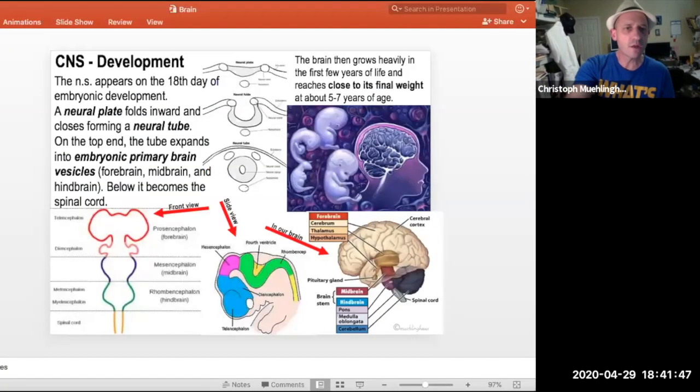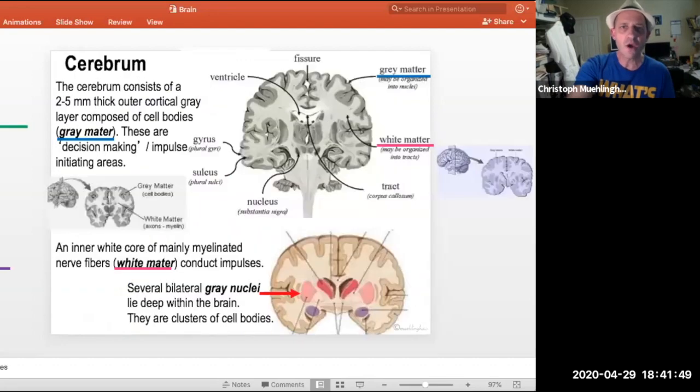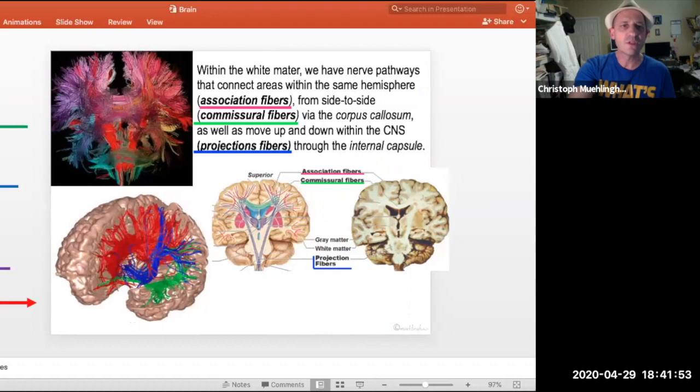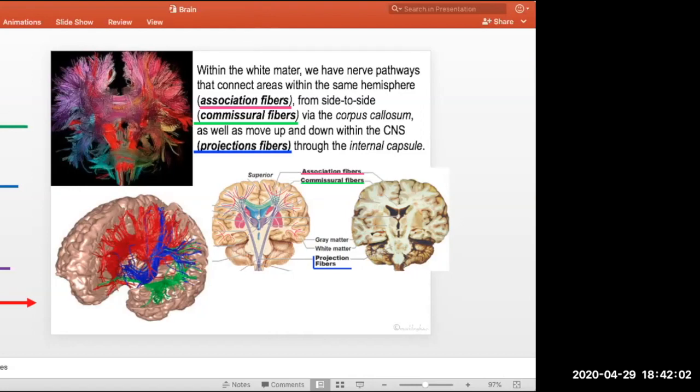We got the white cover, white gray matter. Then all these fibers, isn't that a beautiful picture? Oh wait, you're not seeing a picture. Are you seeing a picture? Yeah, looks amazing. Oh, I thought so too.